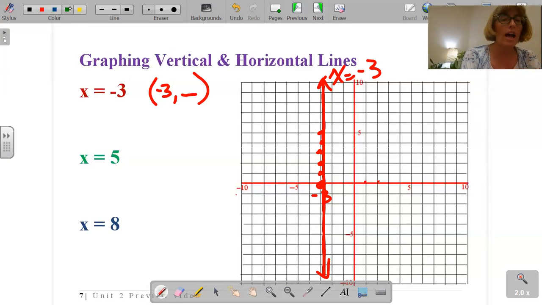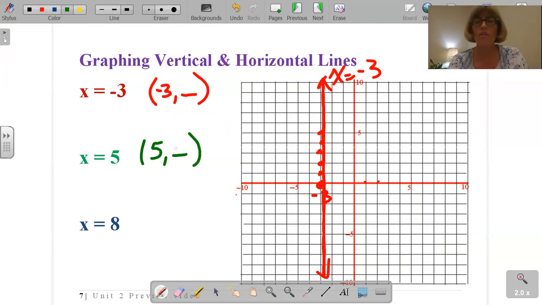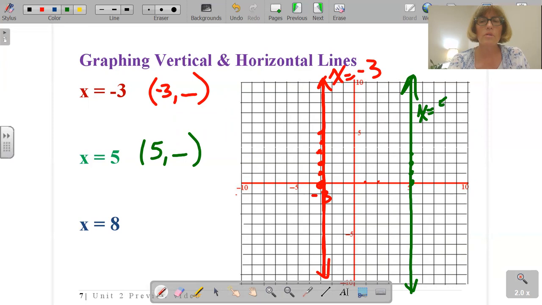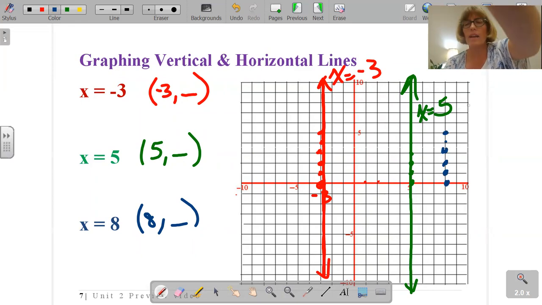x equals 5 is all the points where x is 5, so we start at 5. So I have (5, 0), (5, 1), (5, 2), (5, 3), (5, 4), etc. So it's a vertical line. x equals 5. And of course, x equals 8 is all the points where x is 8. So (8, 0), (8, 1), (8, 2), (8, 3), (8, 4), (8, 5), and the like.